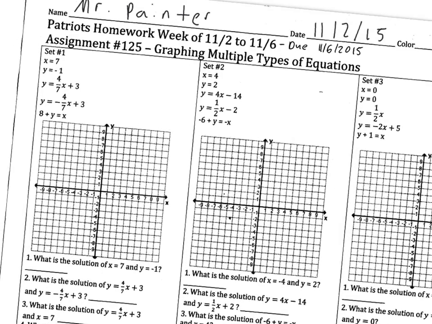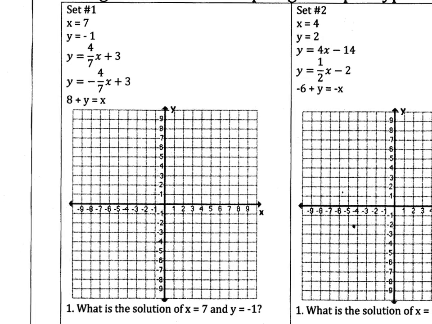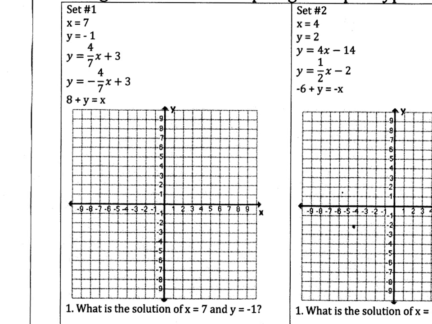Alright, what we're going to do is take a look at set 1 for our equations here and graph them. So I'm going to go ahead and grab our red colored pencil and circle x equals 7. We're going to make that line red. Now I'm going to locate the x-axis. The x-axis is going to be right here.